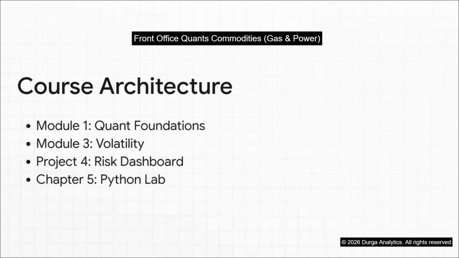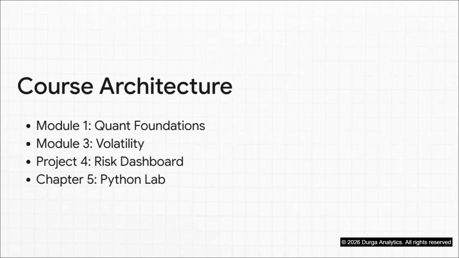Just to contextualize exactly where we are, remember that our complete front office quant curriculum spans 100 chapters across 12 modules. We take you all the way from these basic foundations, right through advanced commodity derivatives, algorithmic curve construction, and all the way to our capstone desk projects. Today, we're firmly planted in Module 1, Chapter 4. We are laying down the absolute mathematical groundwork for everything that follows.